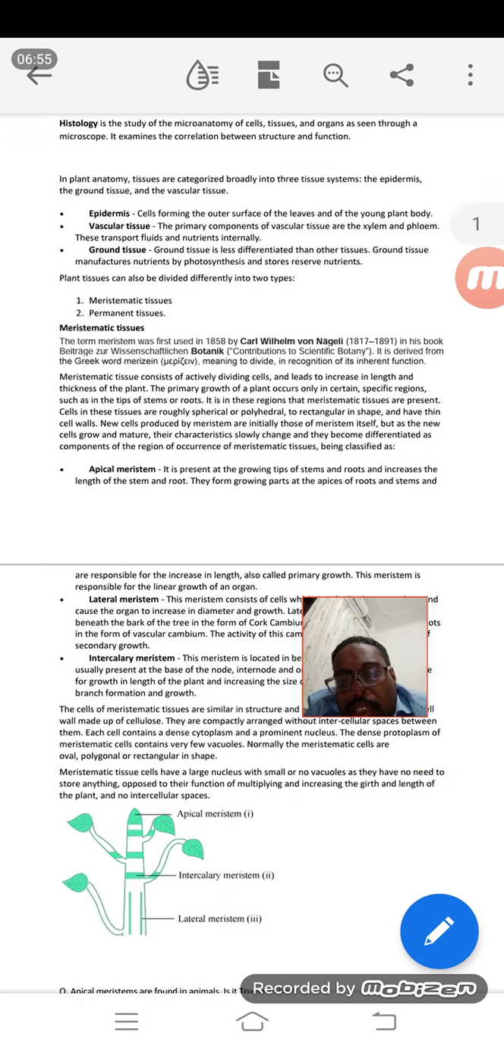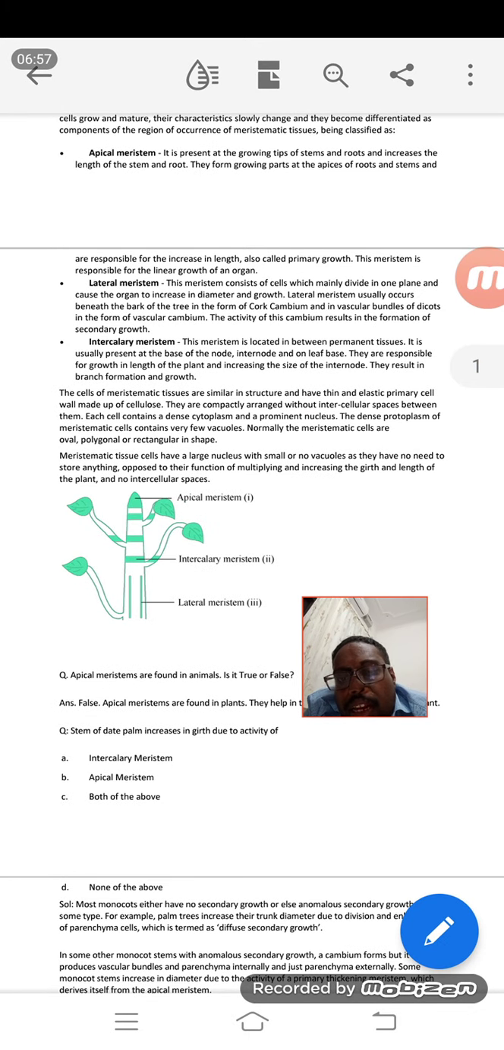So if you see, this diagram is copied exactly from the CBSE. CBSE has also given the same thing. When we see meristematic tissue, these meristematic tissues are of three types in plants mainly. One is known as the apical meristematic tissue, intercalary meristematic tissue, and lateral meristematic tissue. So it is very easy to understand.